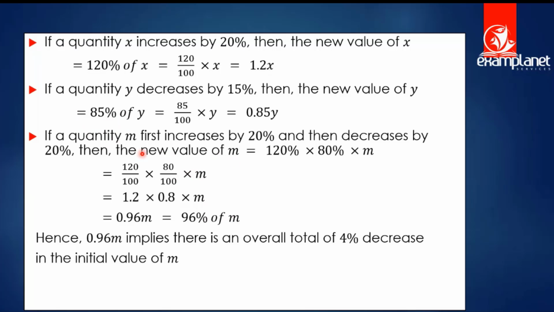So when they give us a question like this, they can ask us the final value and they can still ask us the overall percent change. So as you can see here, hence 0.96 m implies there is an overall total of 4% decrease in the initial value of m. And you get that? Overall total of 4% decrease in the initial value of m. So that is one thing you have to understand when you are solving this kind of question. Let me just show you an example.